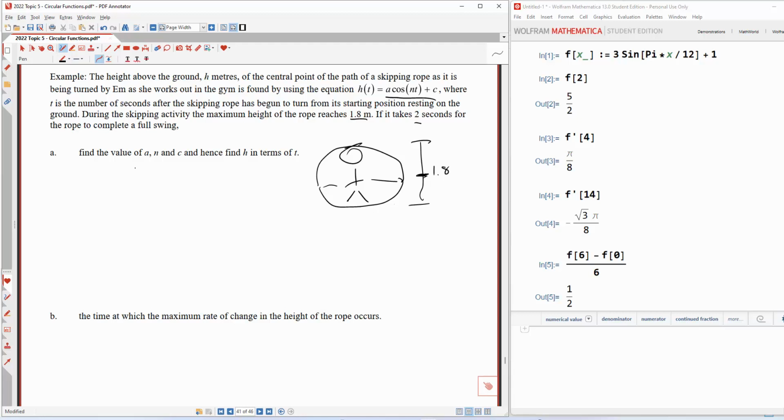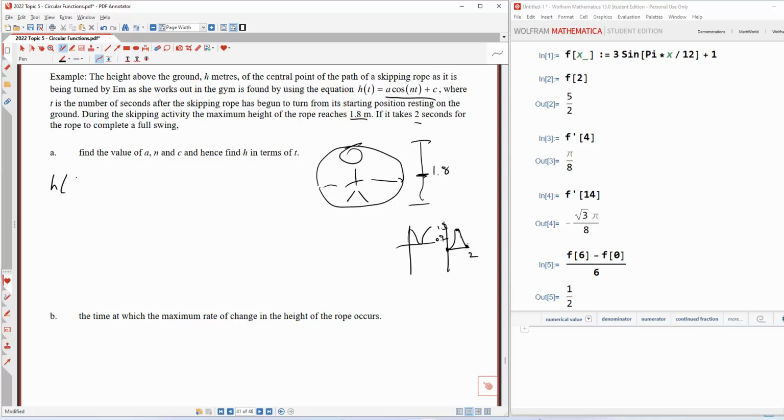So it's got to be cosine as well. That's interesting. So its standard cosine is going to look like that. We've got to invert the standard cosine so it looks like that. So what's going to happen is the skipping rope starts on the ground, starts to turn, goes to its maximum height and goes back down again. And that's got to happen in 2, that's 1.8, and the mean line is 0.9. Okay, so we can write out this function now quite quickly.